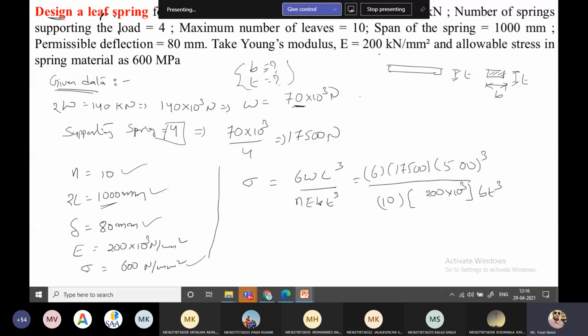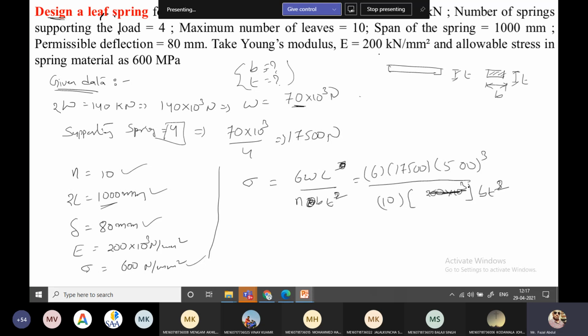Sorry, Babu, I wrote the deflection equation here. Wait. The stress equation is 6WL by NBT square. There is no E. BT square.